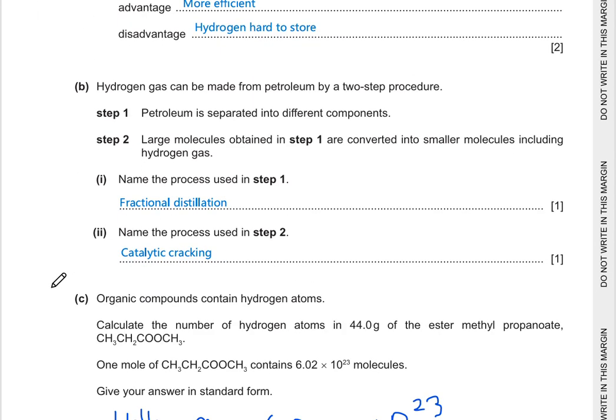Hydrogen gas can be made from petroleum by a two-step procedure. Step 1. Petroleum is separated into different components. Step 2. Large molecules obtained in step 1 are converted into smaller molecules, including hydrogen gas. Name the process used in step 1. Fractional distillation. Name the process used in step 2.